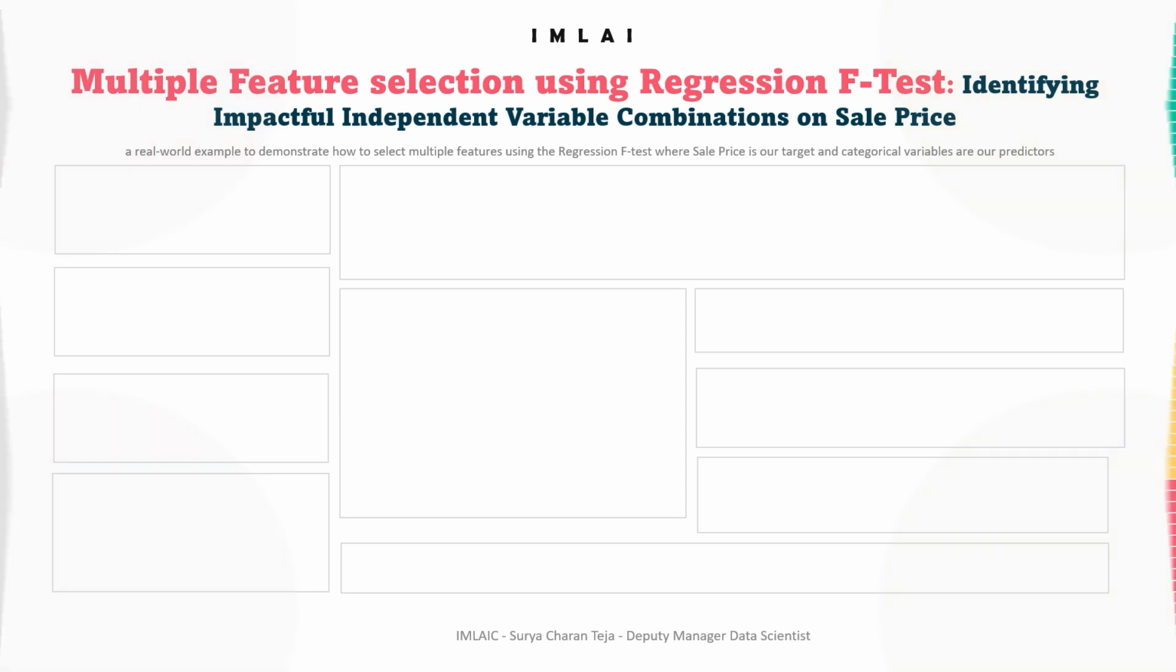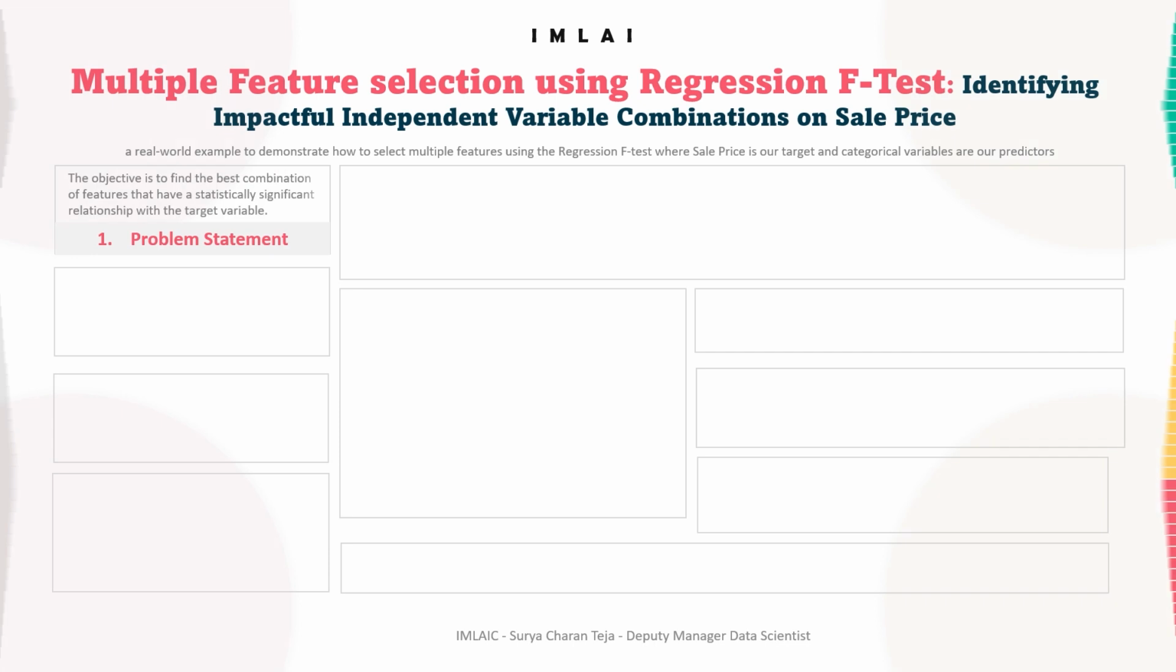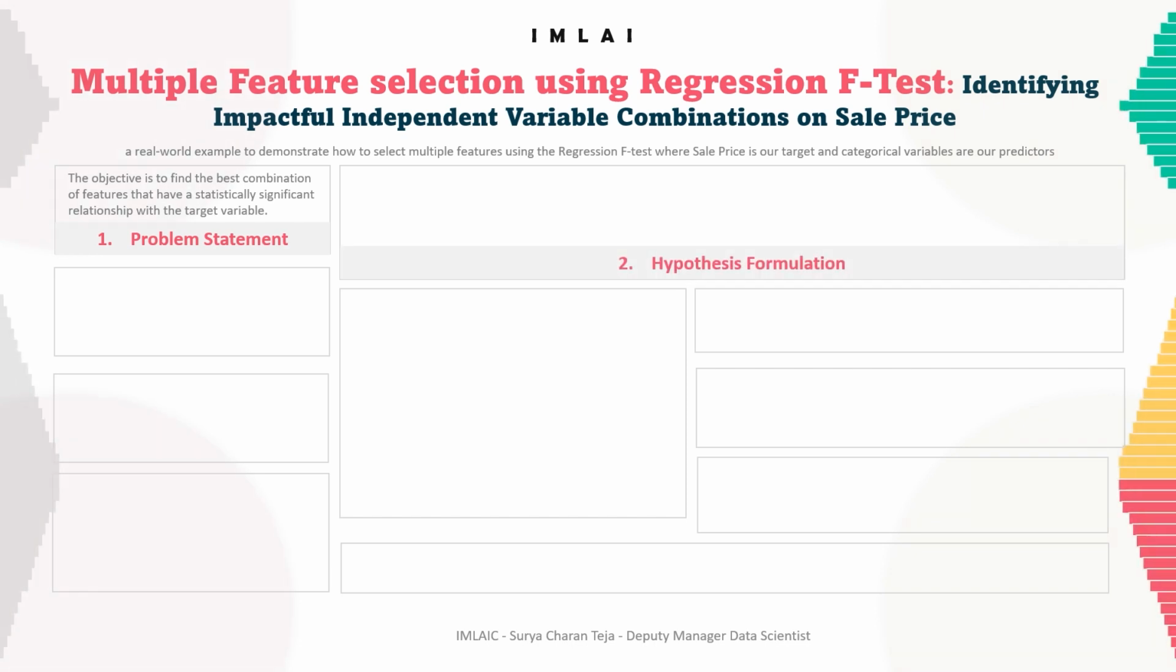So as usual, let's begin with step one. We will look into the problem statement. The objective here is to find the best combination of features that have a statistically significant relationship with the target variable. And once the problem statement is decided, obviously I want to do multi-feature selection in one go. So now I need to write a hypothesis formulation.